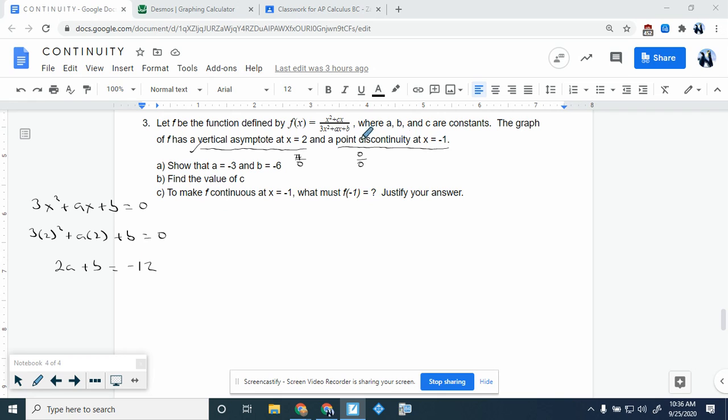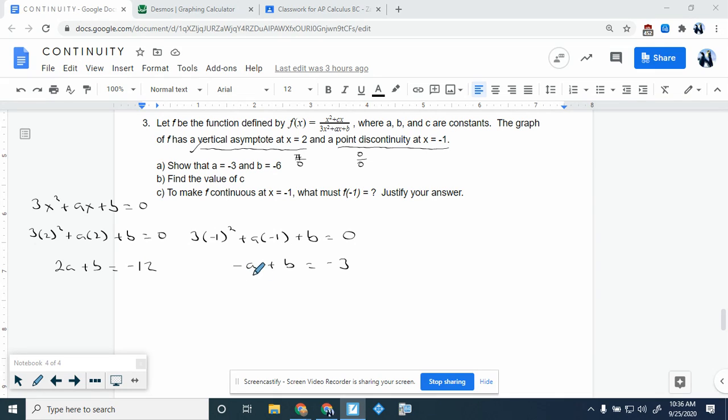Well, lucky for us, they also gave us this information, which is when you plug -1 into that denominator, you're also going to get 0 because there's a point discontinuity there. So when I do this, this is -a, this is plus b, and then -1 squared is 1, times 3 is 3. Move it over, you get -3. You now have a system of equations with two unknowns. So we should know how to solve these. This is like 8th grade math now.